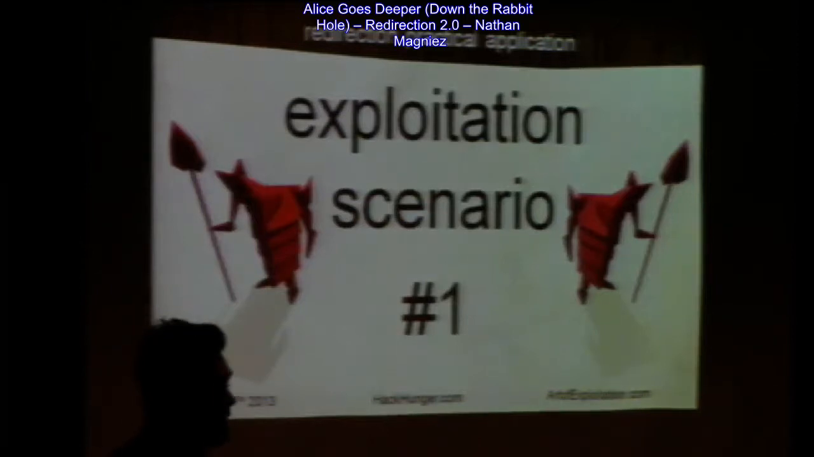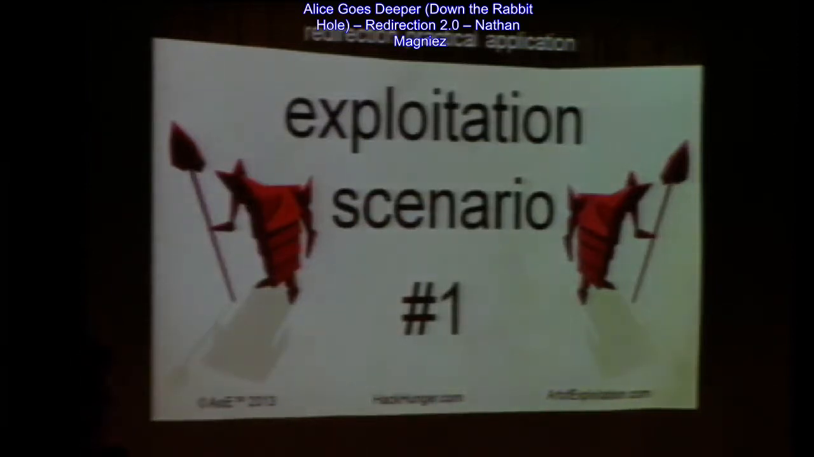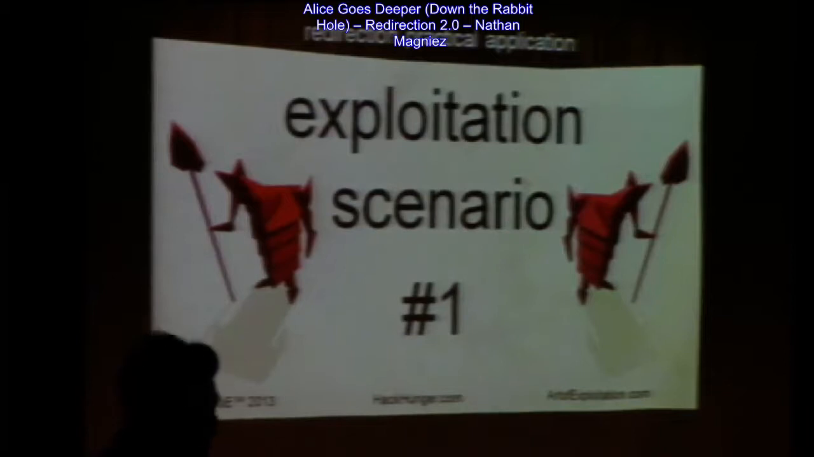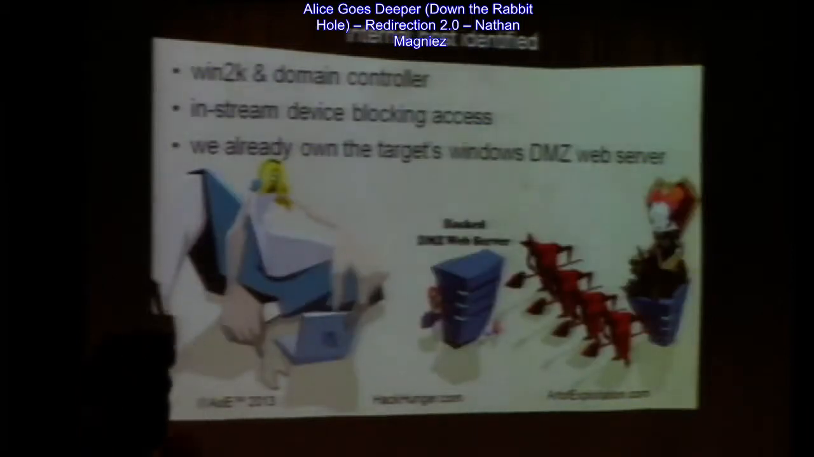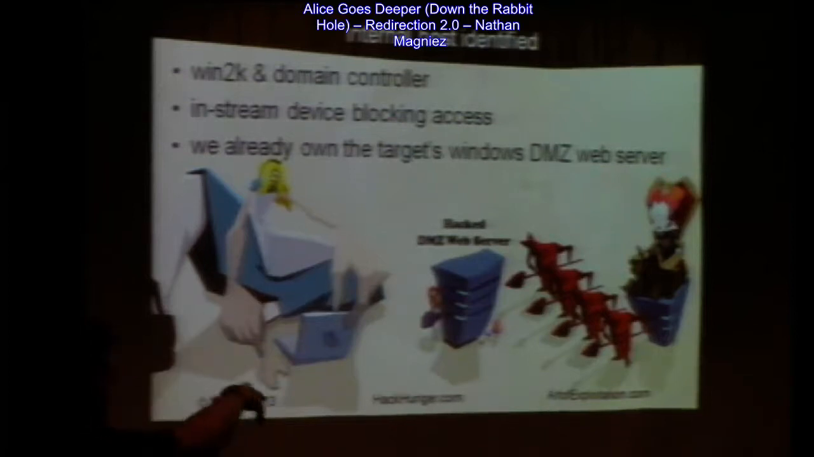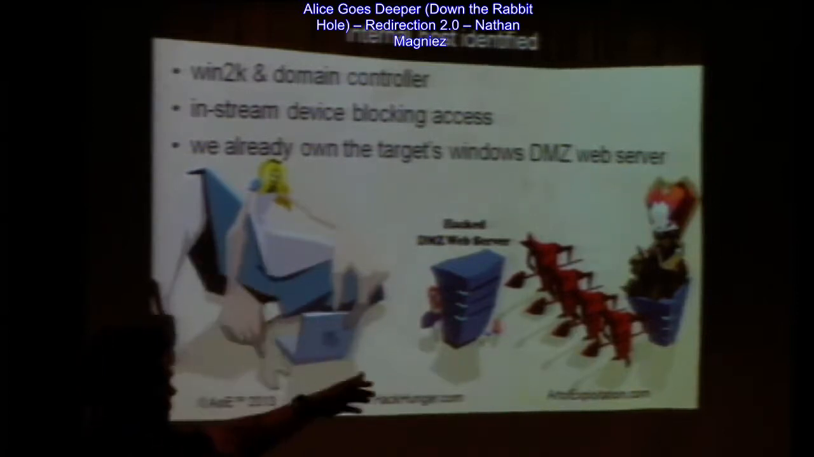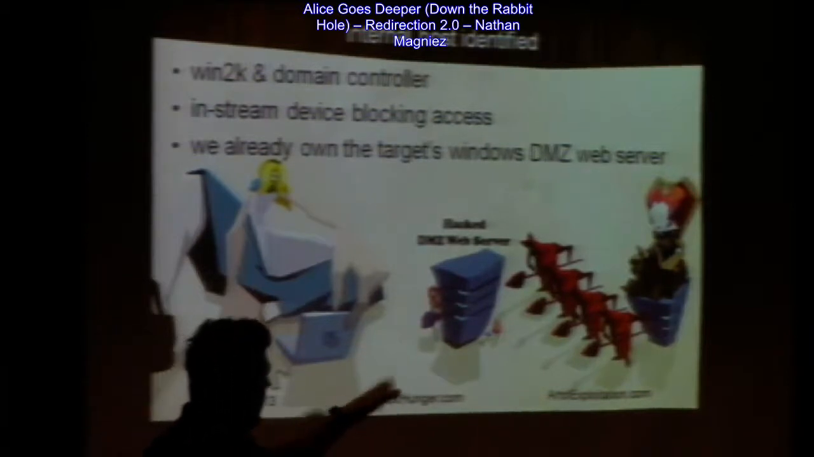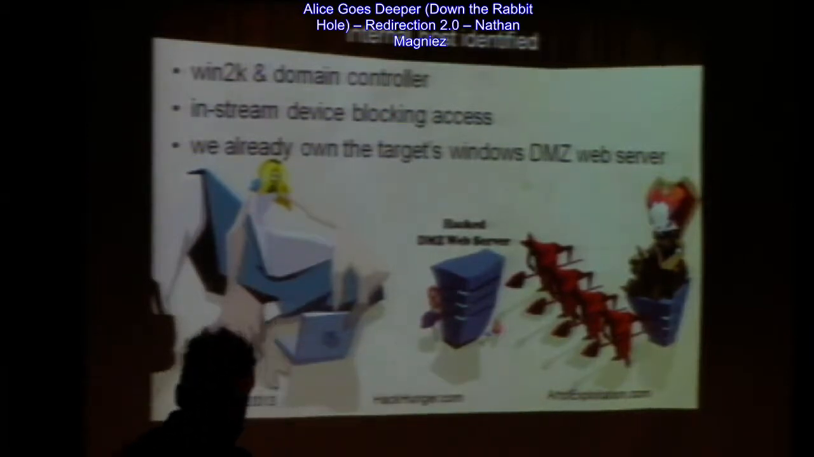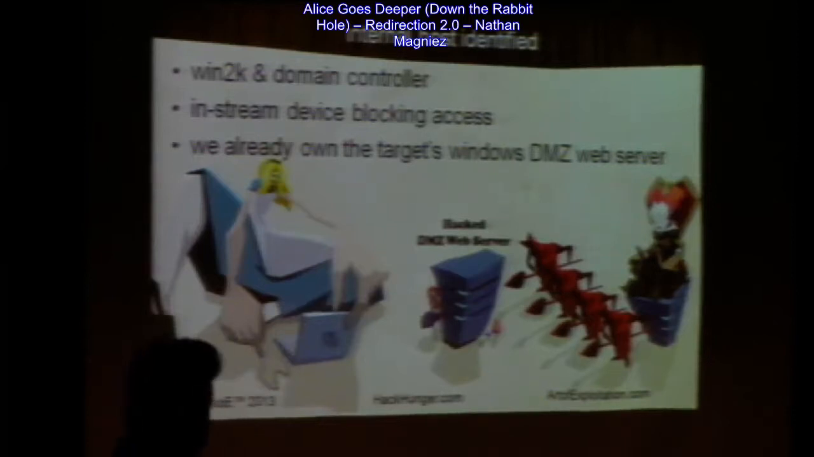All right, so let's talk about an exploitation scenario. In this example, we're going to have a Windows 2000 domain controller that we've identified out there. We have a hacked DMZ web server like we just talked about. We have an in-stream firewall of some sort blocking our access into that internal box. We already own this machine, so we have, excuse me, not physical, remote command line access to it.